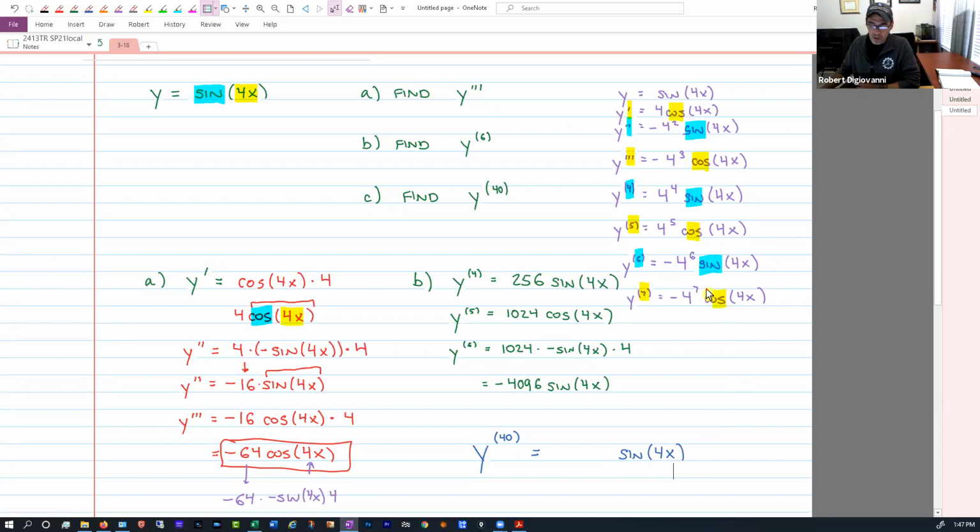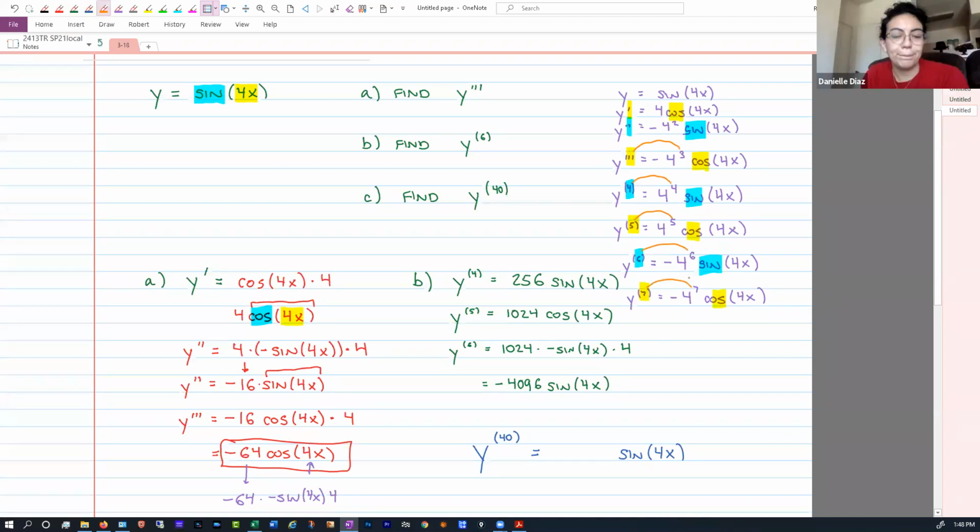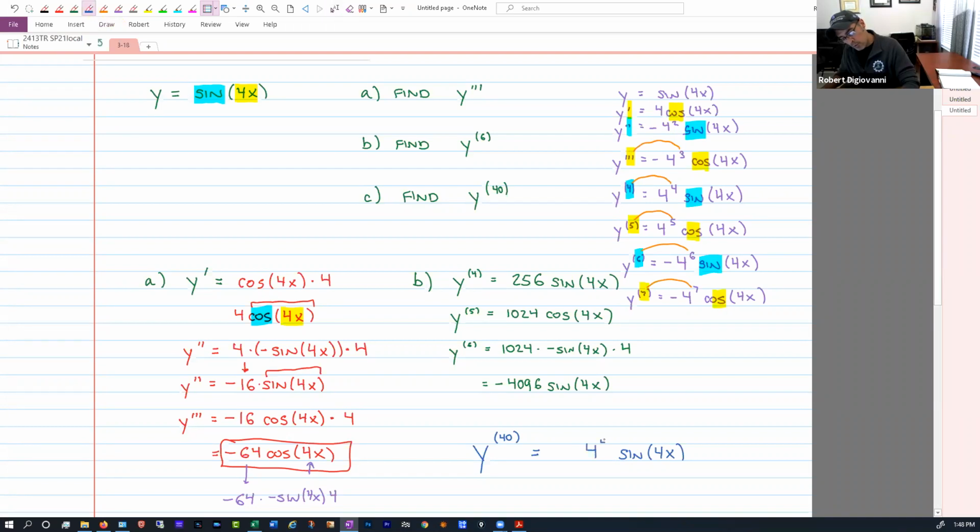How about the powers on the 4s? Do y'all see what those are? It's going to be the derivative number, so the 40th power. Yeah, the power is always the derivative number, right? So we know that we should also have in front here 4 to the 40th power. Agreed?